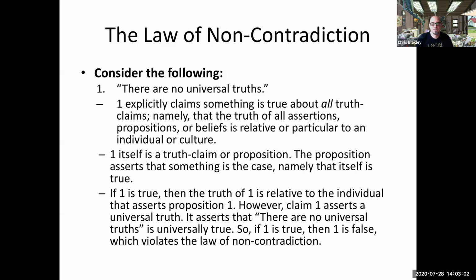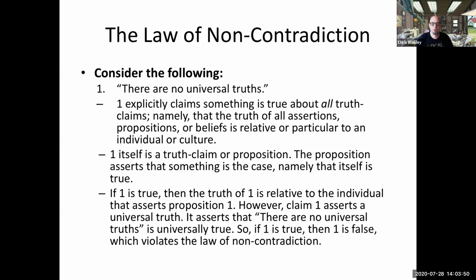So one explicitly claims that something is true about all truth claims or all assertions, right? Namely, that the truth of all those assertions or propositions or beliefs is relative to or dependent upon the individual, or maybe an individual culture if it's cultural relativism. So note that claim 1 is itself a declarative statement. It declares something is true. That's what I mean by a truth claim. I don't mean that it's actually true. I mean that it makes an assertion that it's true. So the proposition asserts that something is the case, namely that itself is true, right? Why else would you be asserting this? The affirmation of the statement makes an assertion itself.